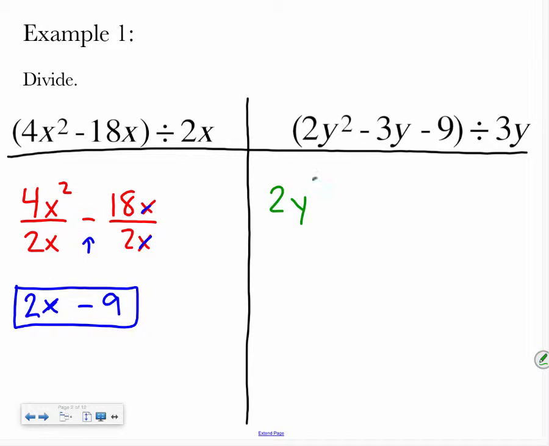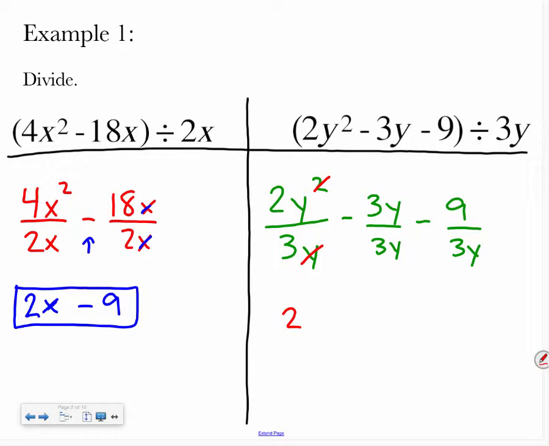We have 2y squared over 3y minus 3y over 3y minus 9 over 3y. So our first one, we have a y on each, so we're left with one y on top. And then 2/3 can't be reduced, so we're going to leave that as 2. We have one y on top over 3. And then 3y over 3y, that just becomes a 1, so minus 1.